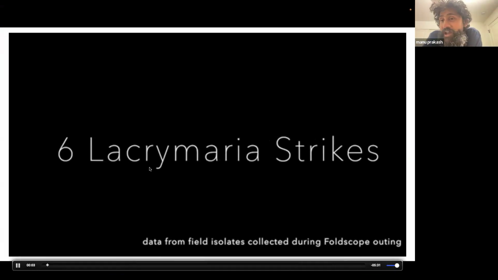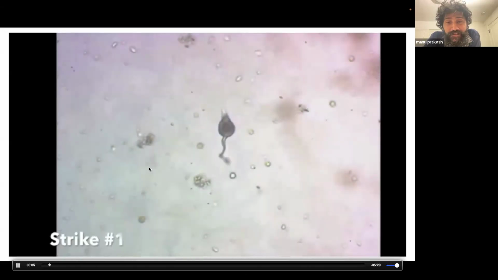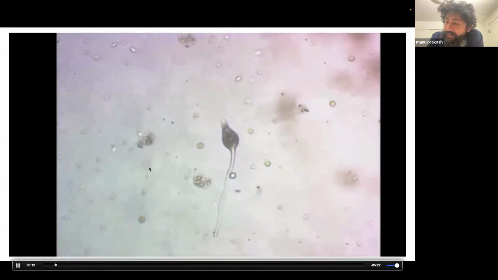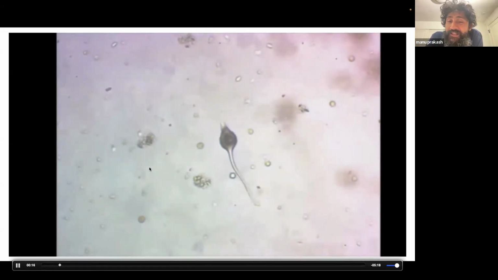The $1 origami microscope that we invented a long time ago. So anyway, here is one example of a cell. Just to remind you, this is a single cell. It's not an animal. It's not a worm. It's a single cell. And the video that you're watching is real time.